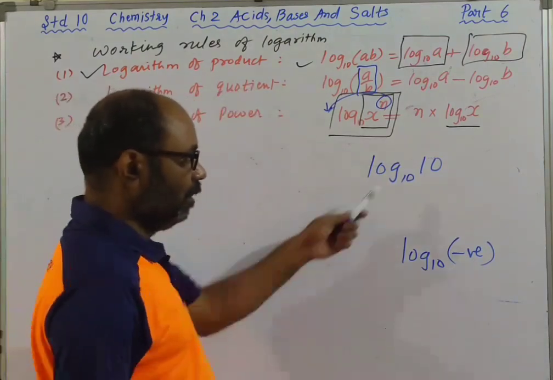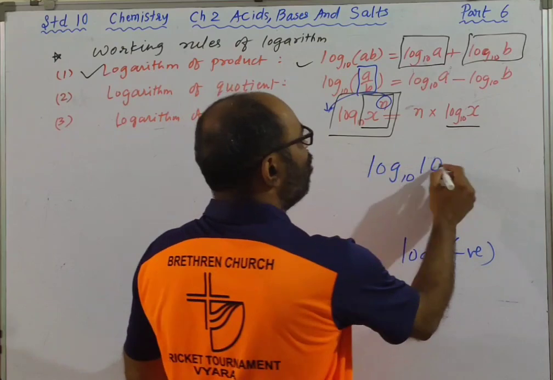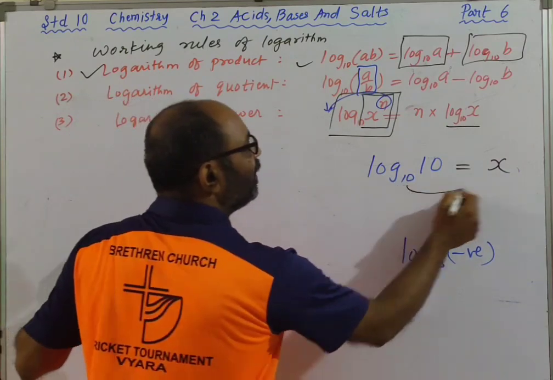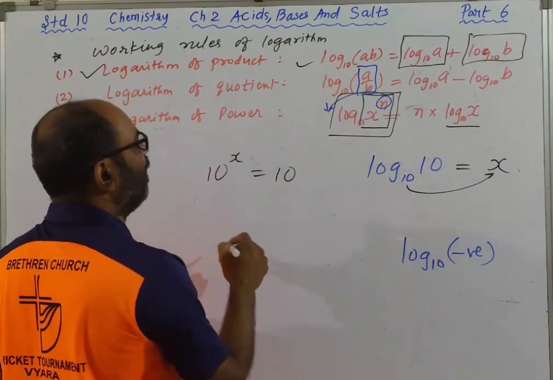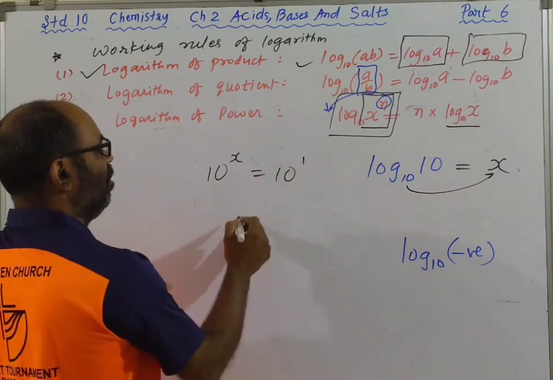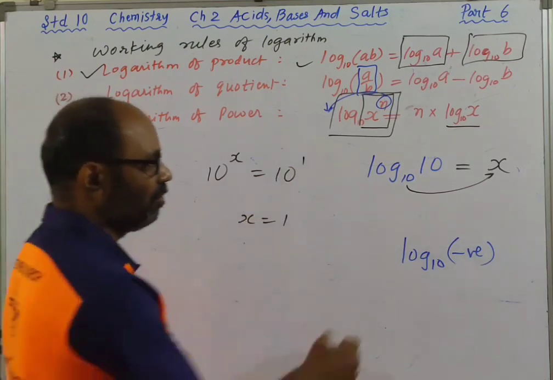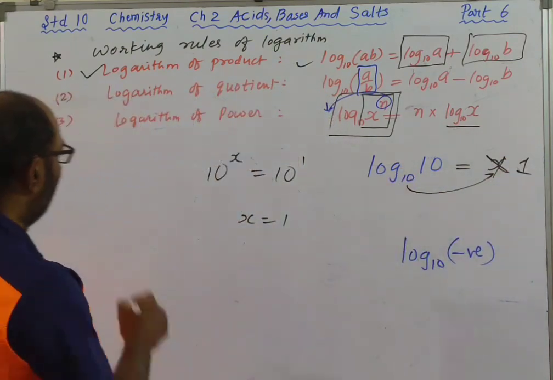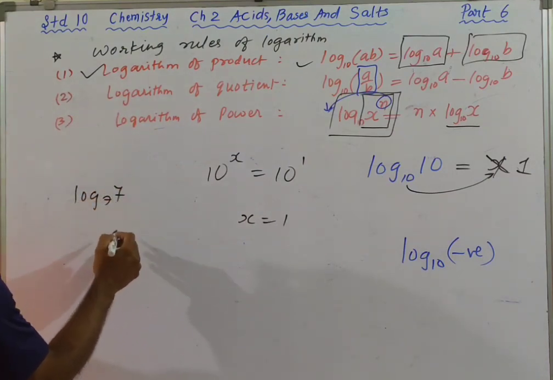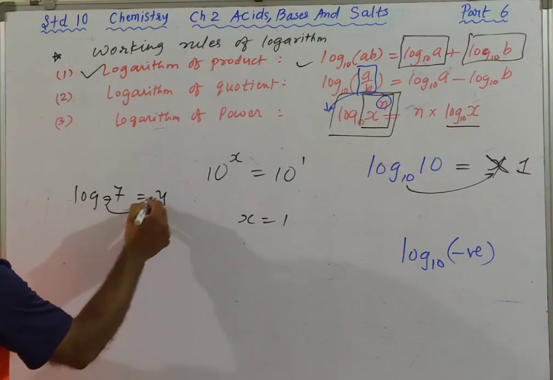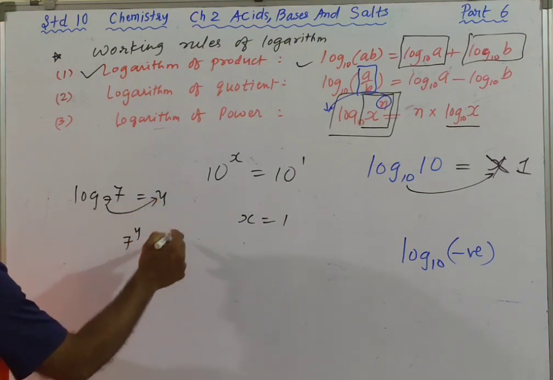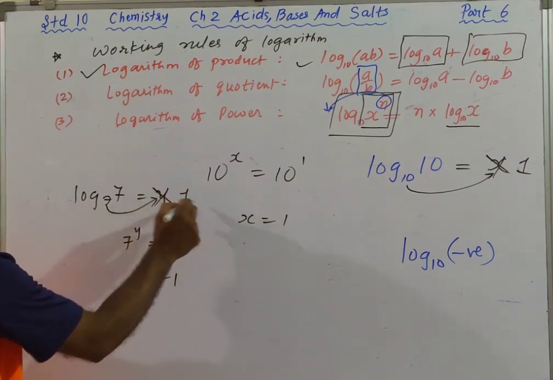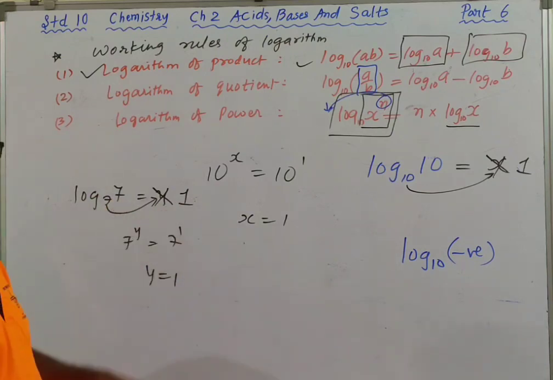Alright. So let's see. Let me say the value of log of 10 to the base 10 is x. So convert into exponential form: 10 raised to x is equal to 10. The base is the same, so just write the index. So here you got x equal to 1. So log of 10 to the base 10 is 1. Now log of 7 to the base 7, what? Let's say y. So 7 raised to y is equal to 7. 7 can be written as 7 raised to 1, so you can compare: y equal to 1. So log of 7 to the base 7 is equal to 1.